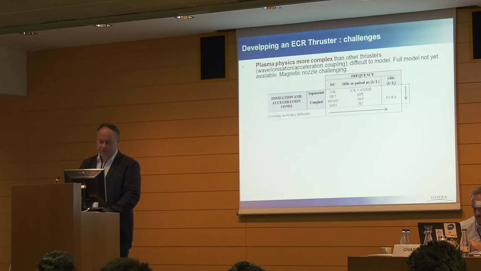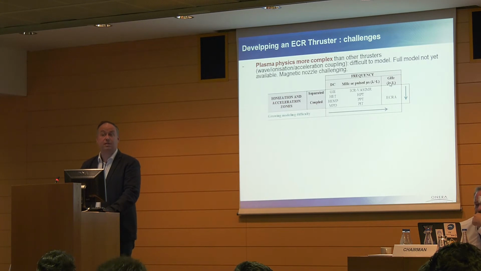Now, there are a few challenges. One is the complex physics that you have to model, because whether it's a helicon thruster or an ECR thruster, as an RF thruster you have to deal with alternating high-frequency waves, and wave propagation. On top of that, you have coupled acceleration and ionization zones. So it's very difficult to model.